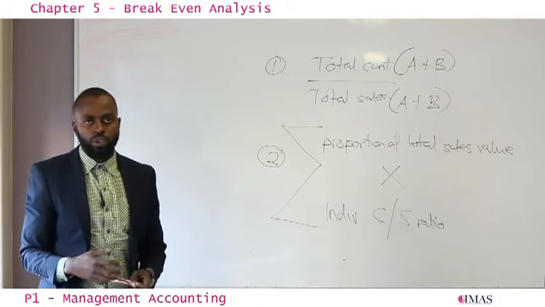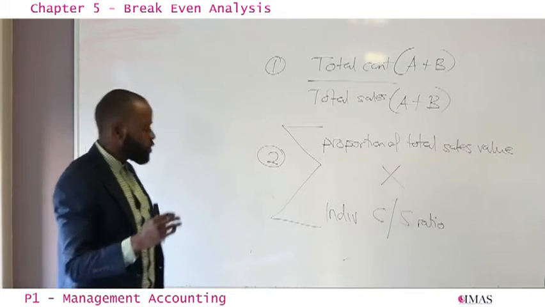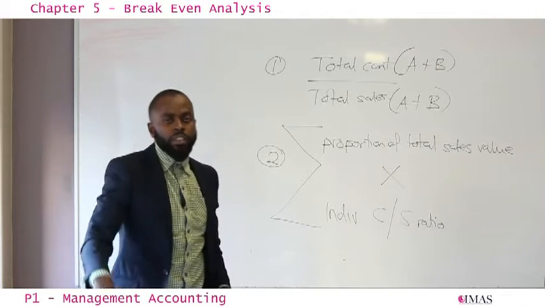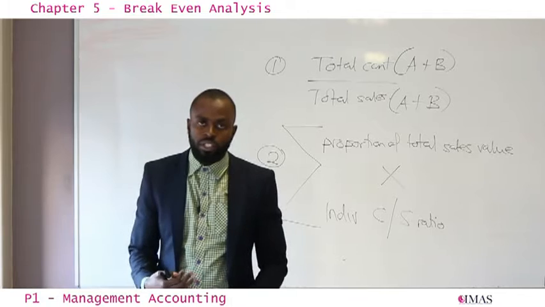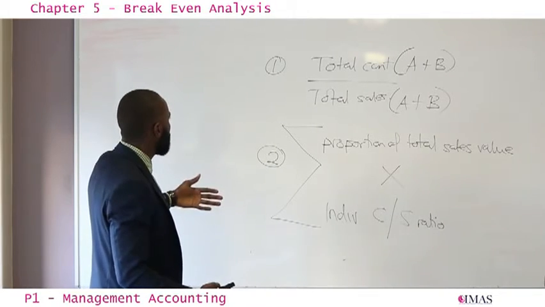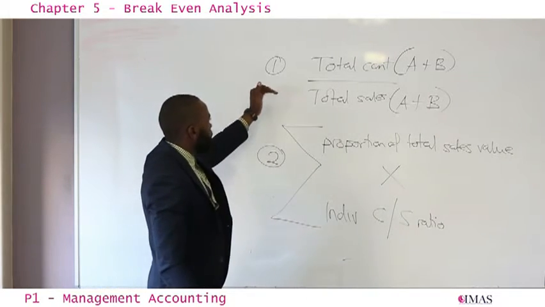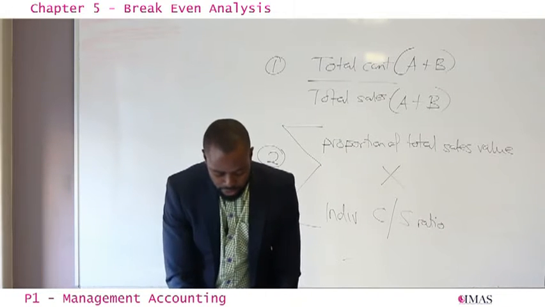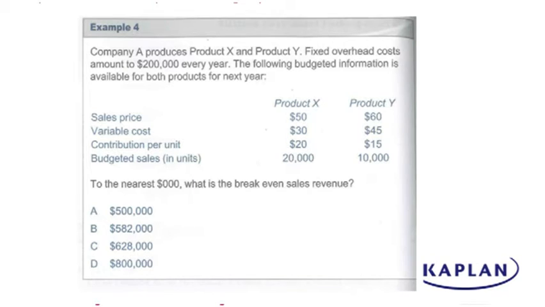the products together. So what we're going to do is we're going to use a question in our textbooks to explain both methods. Then we're going to look at our revision kit to see when is it necessary to use method 2 and when is it necessary to use method 1. So we're going to look at a test your understanding. It's example 4 in our textbooks. We're on chapter number 5. We're going to start by looking at example 4.